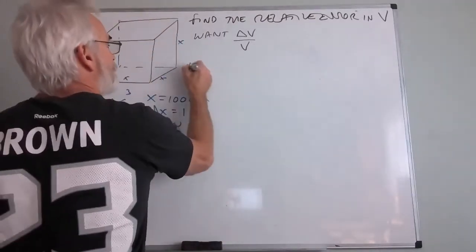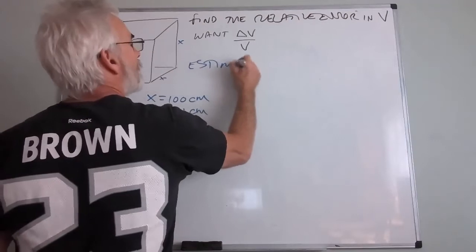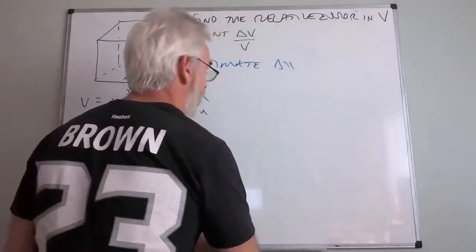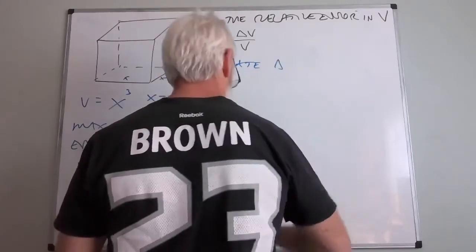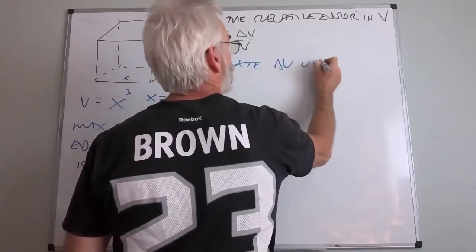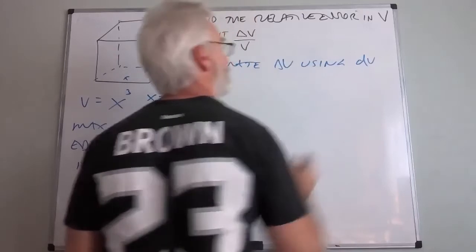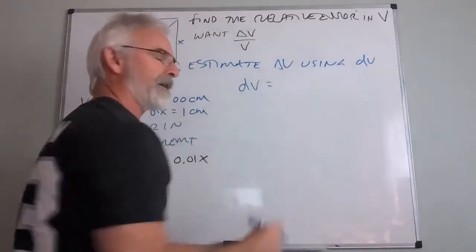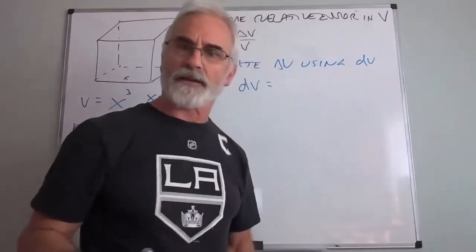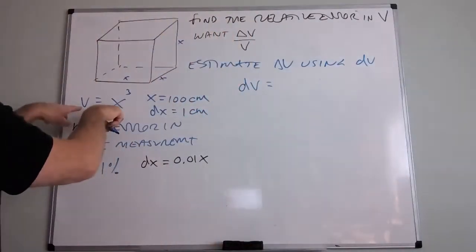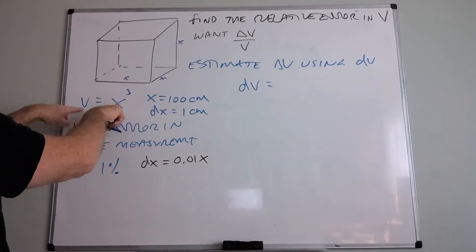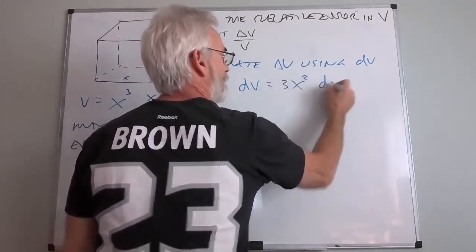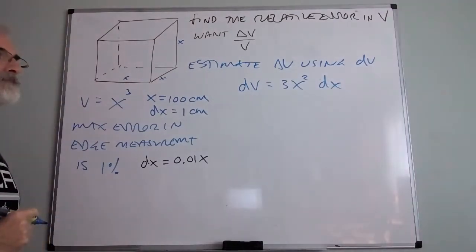So we're going to estimate delta V using dV. Well, what would dV be? Well, what was it before? It was the derivative times the dx. The derivative of, oh, what is the derivative of V with respect to x? That would be 3x squared times dx.